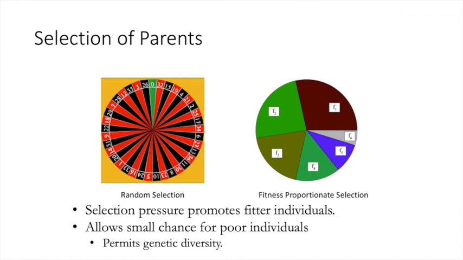Typical GA packages come with roulette wheel selection built into them. So you do not have to worry about how to implement it yourself. You just have to understand the concept.